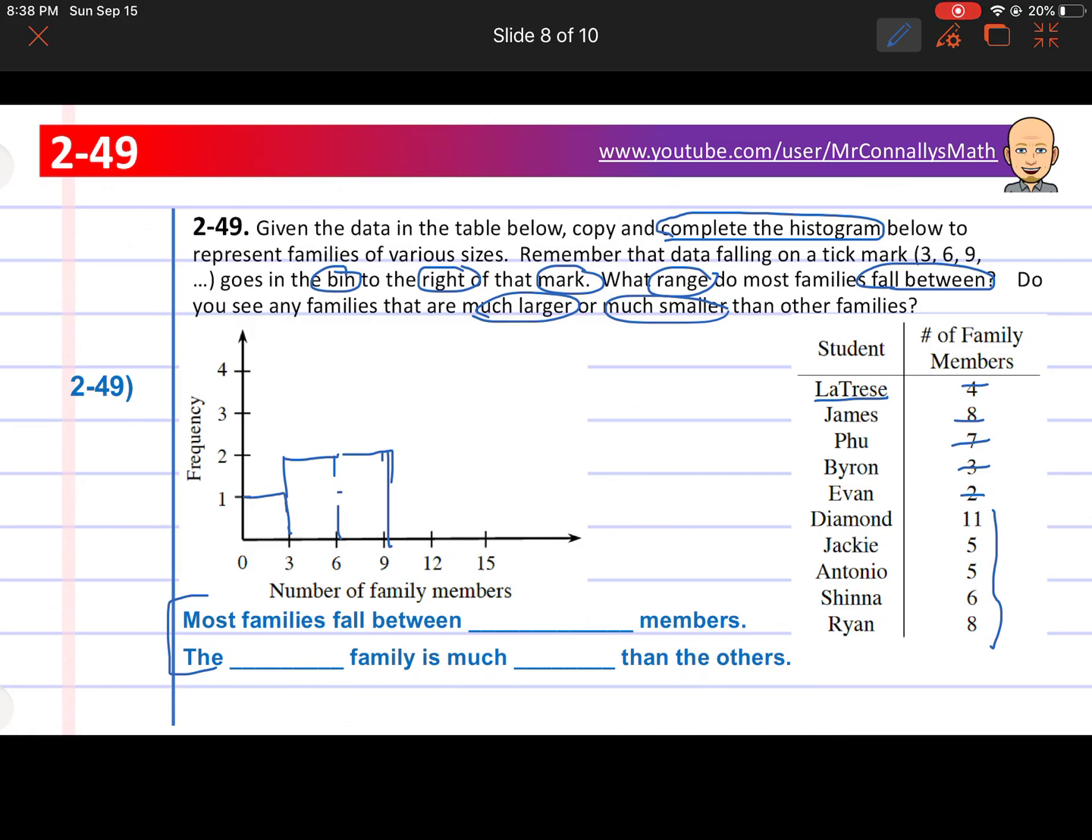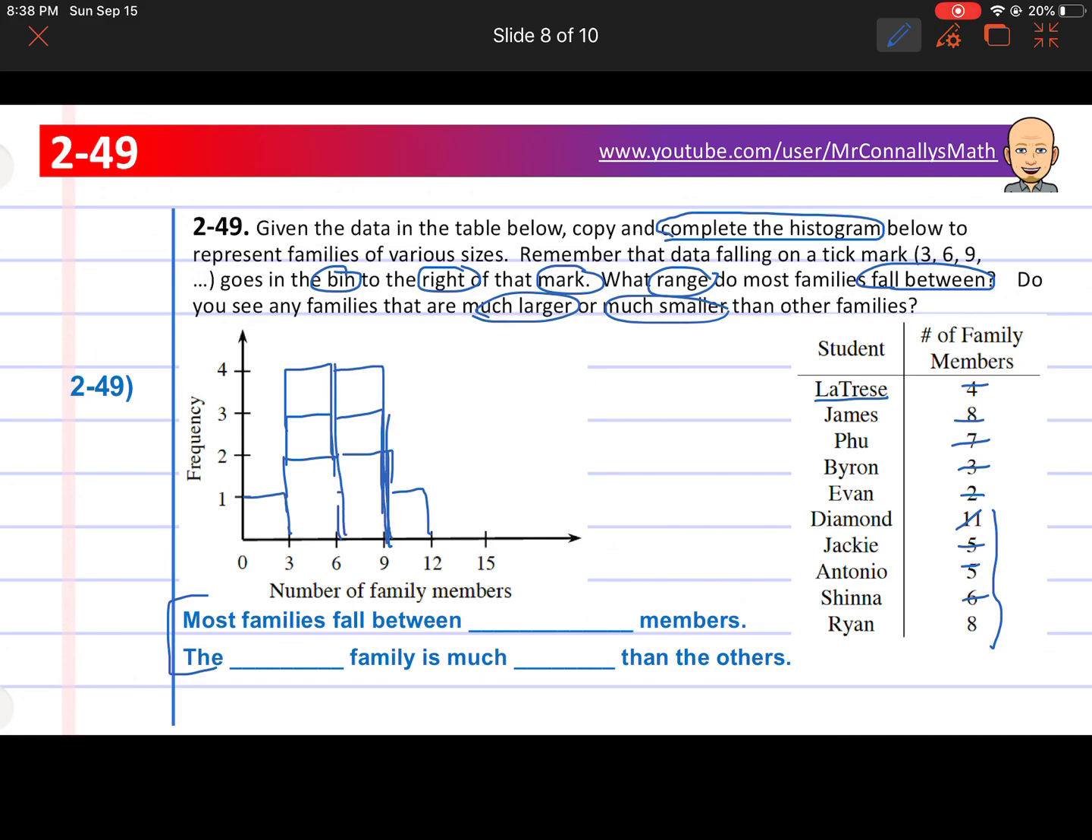Diamond has 11, so that's between 9 and 12, so that would go right here. Then there's 5 and 5. That goes between 3 and 6. So that means that would go all the way up to here. And the Sheena family has 6. That would go one more up here. And the Ryan family has 8, which would go right here.